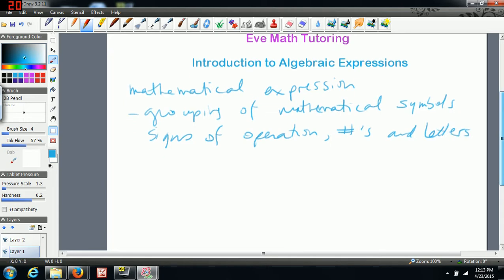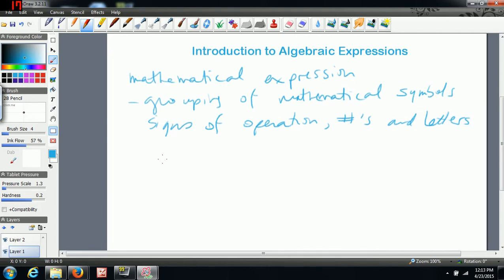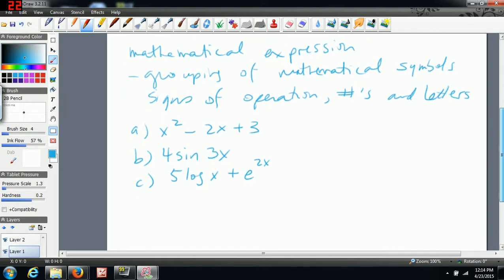Okay, so some examples of mathematical expressions are the following. If you have x squared minus 2x plus 3, that's a mathematical expression. Or you could have 4 sine 3x, or 5 log of x plus e to the 2x. So those are all mathematical expressions.